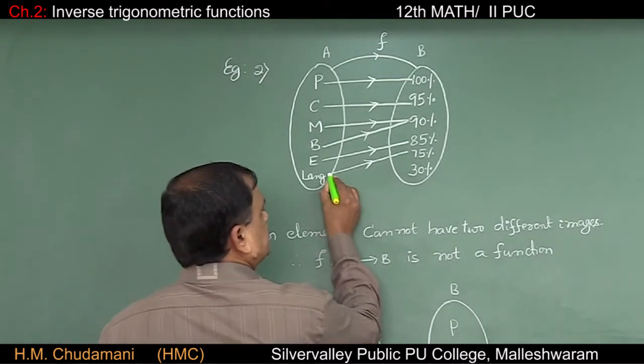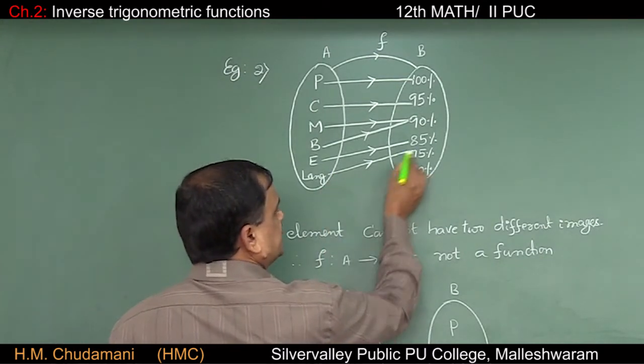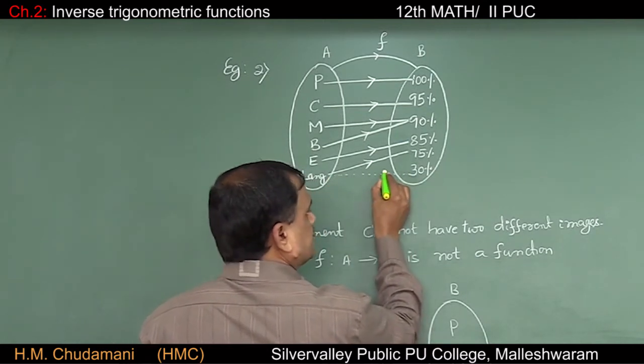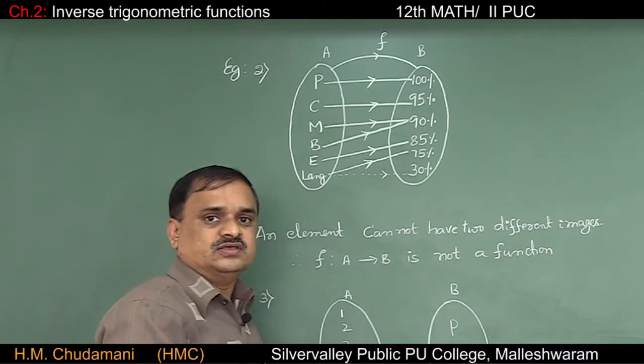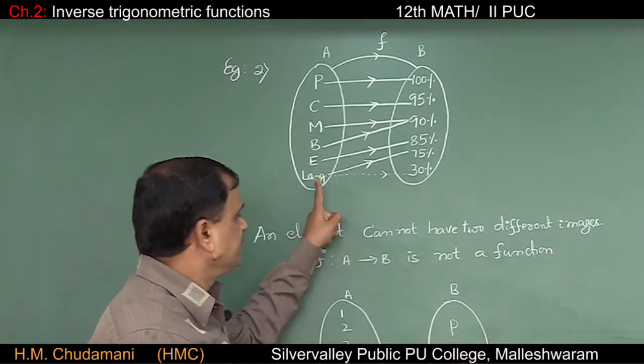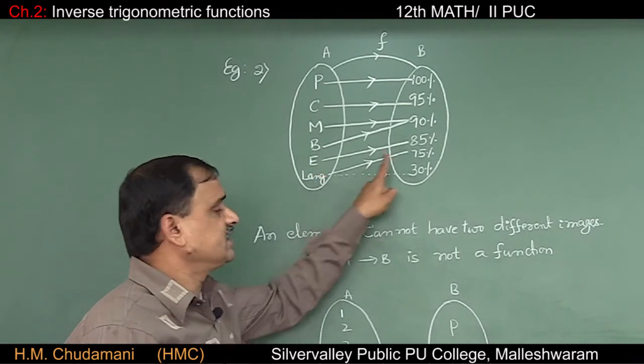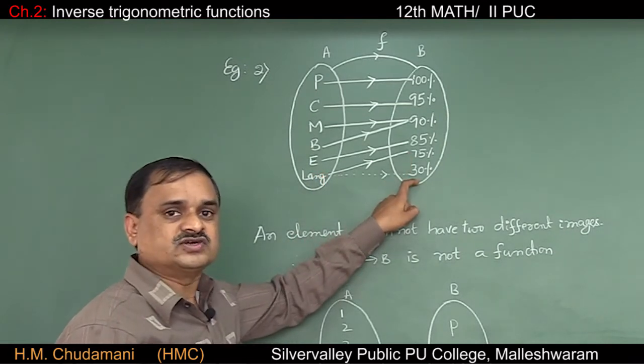Suppose in language he gets 75 and he also gets 30. You can't say like this, because in an examination a student gets either 75 or 30.